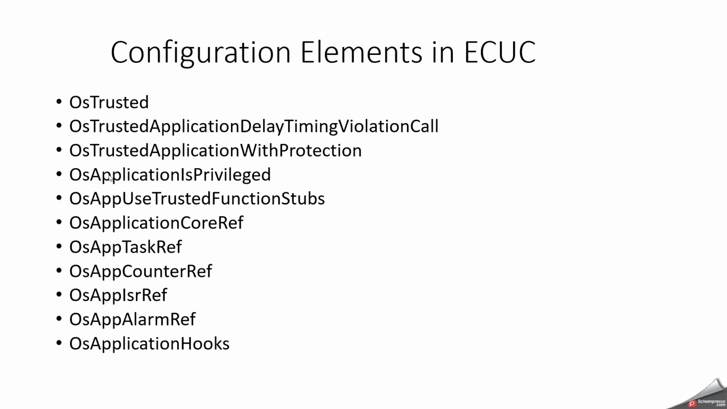Now, when you want to configure elements in ECUC or XML file in your project, these are the configuration containers we have to focus on. One is OS trusted or not, and another one is OS trusted application delay timing violation call. So you have to configure as whether true or false. If your OS application is going to be trusted, then here you have to configure as true. And you have to configure application is privileged, app use trusted function stubs, application core reference, and task, counter, ISR, alarm, and application hooks. So these all depend on your requirement.